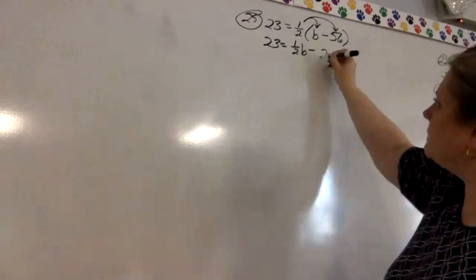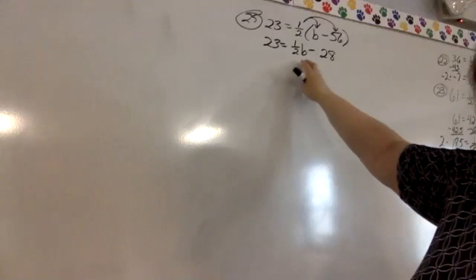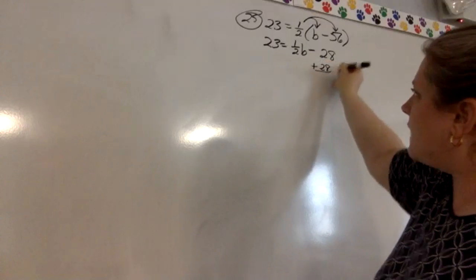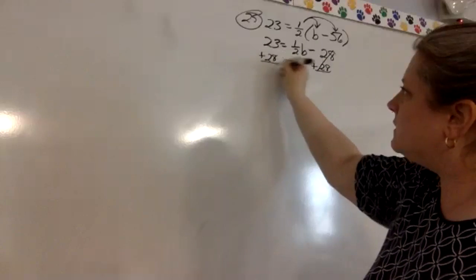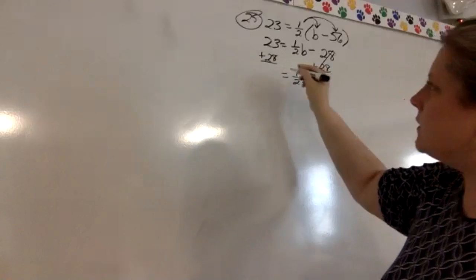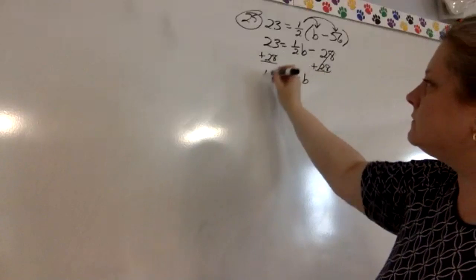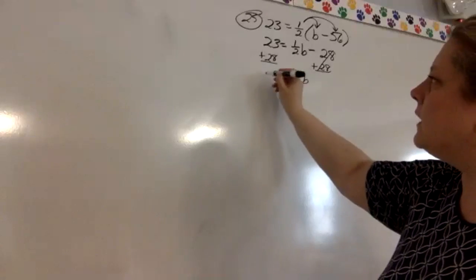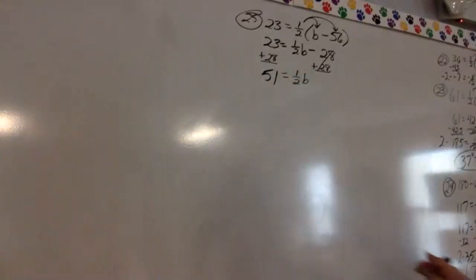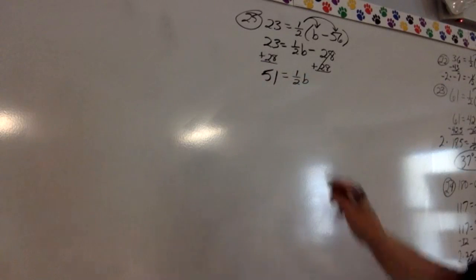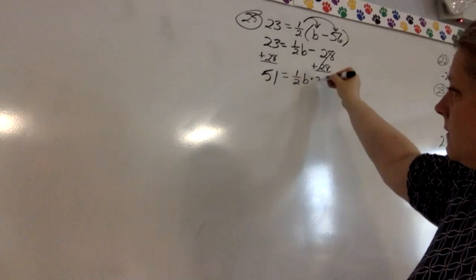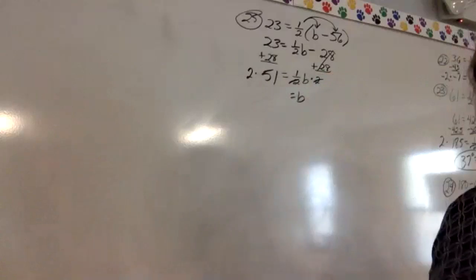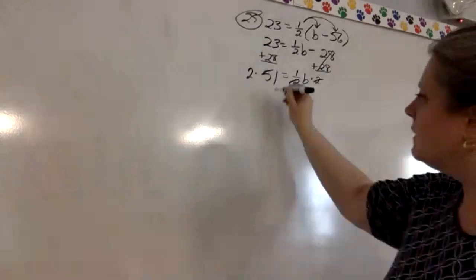28. Now, our goal is still to get the variable by itself. The opposite is subtraction, addition. So we add 28 to both sides. So 23 plus 28. 51. Well, how do I get rid of half? Multiply it by its reciprocal, which is 2. Multiply both sides by 2. So 2 times 51. 102.